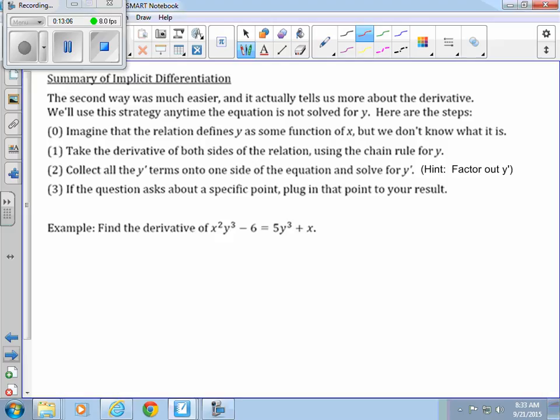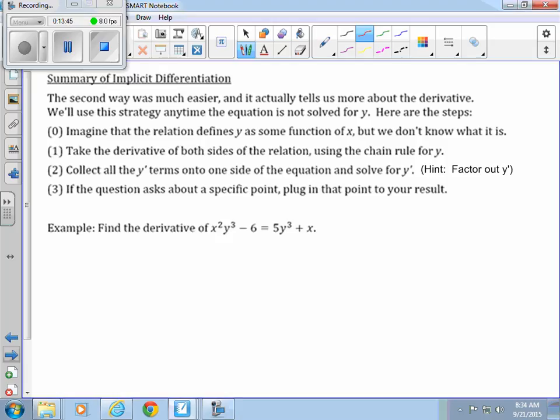The second way was much easier. It tells us more about the derivative because it takes into account y as well. So, step 1, they called it step 0: imagine that y is some function of x. So we're going to keep in mind that y is some function of x, but we don't know what it is. Take the derivative of both sides of the relation using the chain rule every time you see a y. So every time you do a derivative with y, put dy dx or y prime, whichever one you prefer.